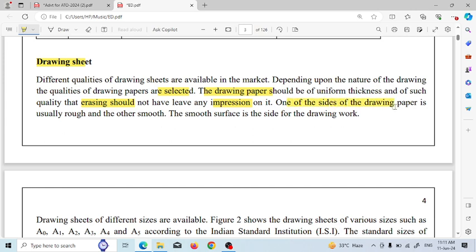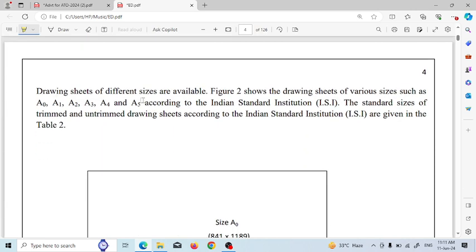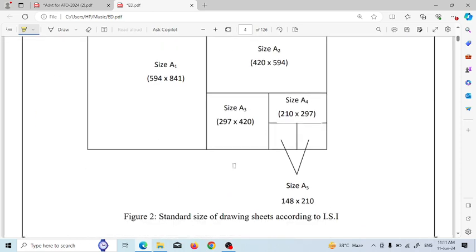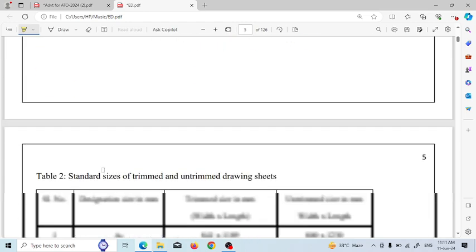One side of the drawing paper is usually rough and the other is smooth, and the smooth surface side is used for drawing work. And drawing sheets of different sizes are available in the market, and this is figure 2. We have to discuss the various sizes according to the Indian Standards Institution. The standard sizes of trimmed and untrimmed drawing sheets according to Indian Standard are given below in table 2.